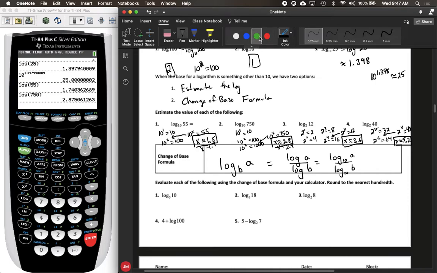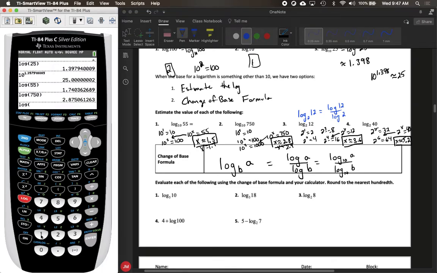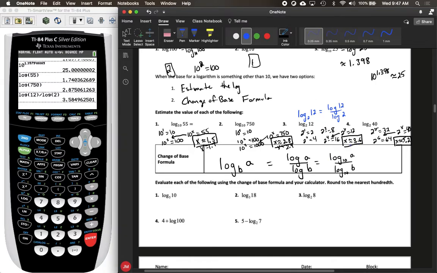So let's use that to check our answers for numbers 3 and 4. What that formula says is that log base 2 of 12 can be found by taking the log of 12 divided by the log of 2. So let's type that into our calculator. If we type in log of 12, make sure to close your parentheses before hitting divide, and then typing in log of 2. Then 3.58, which is 3.6, is what the approximation would be. And hey, look at that. We got pretty darn close. Even with rounding to the nearest tenth, we were spot on.